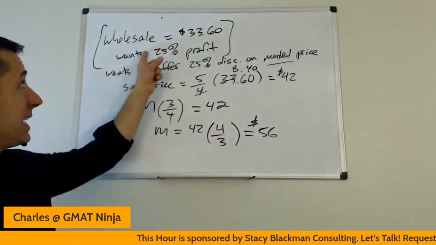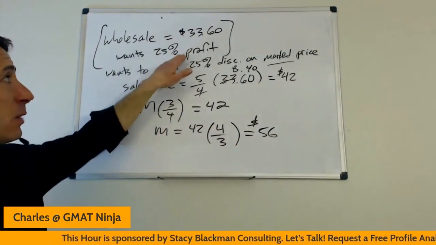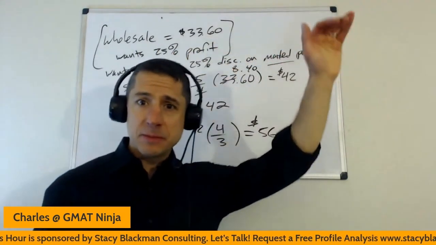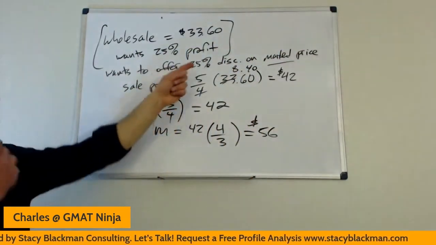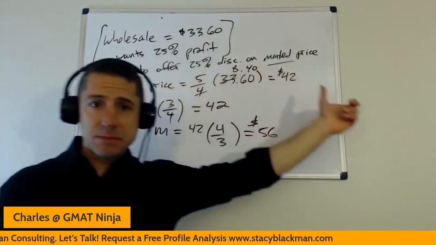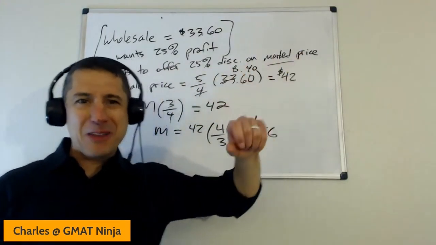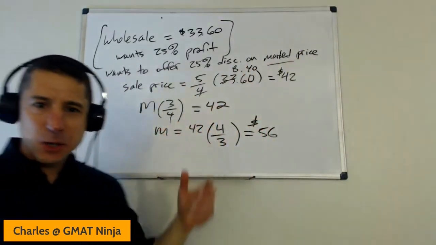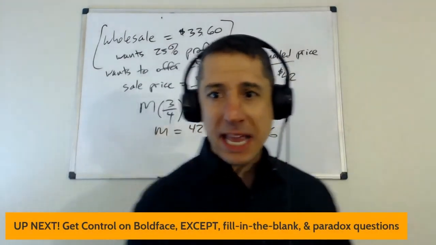I've got one piece here. I've got the wholesale price. I'm going to take it one step at a time. 25% profit. Clean little multiplier there. 25% discount on the marked price. Clean little multiplier there. Not so bad. Take a breath, break it down. You're going to be okay.